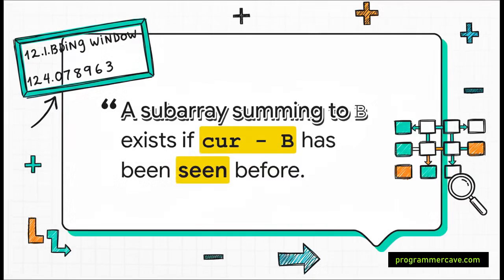So think about what this means. We've totally reframed the problem. We're not sliding a window around anymore. Instead, as we're calculating our running total, at every step we just ask a question. To get my target sum, what previous total would I need to subtract from my current total? In other words, we're just looking for a value we've seen before. It becomes a lookup problem.